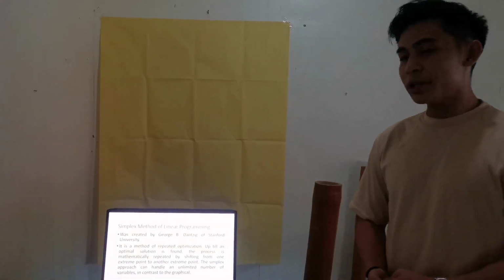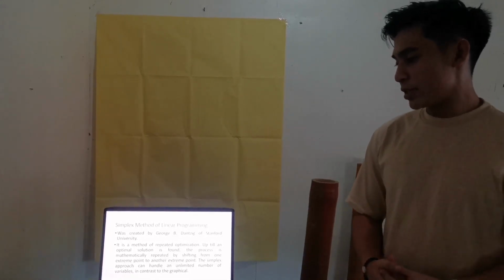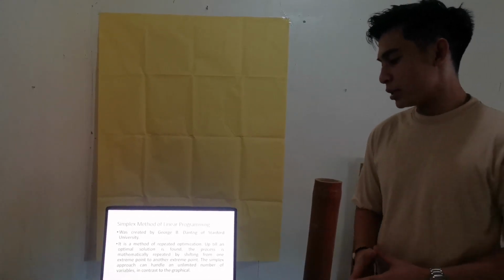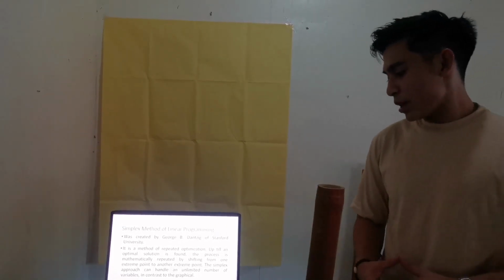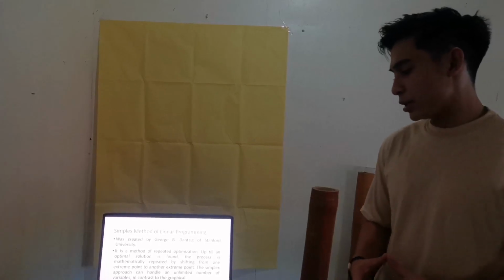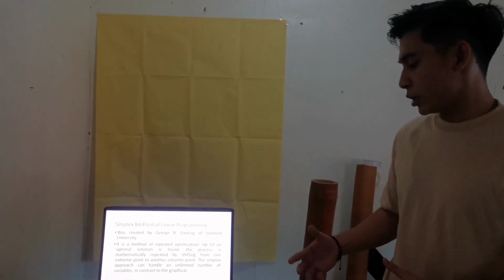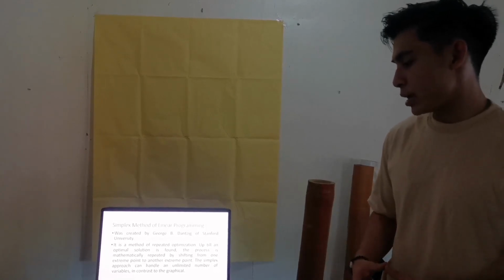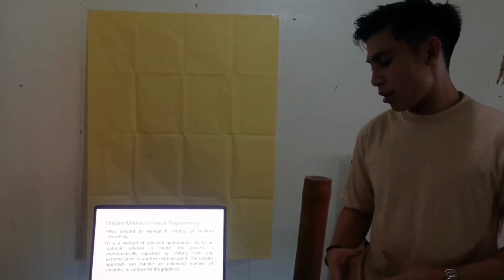The simplex method of linear programming was created by George B. Dantzig of Stanford University. It is a method of repeated optimization until an optimal solution is found. The process is mathematically repeated by shifting from one extreme point to another extreme point. The simplex approach can handle an unlimited number of variables, in contrast to the graphical method.